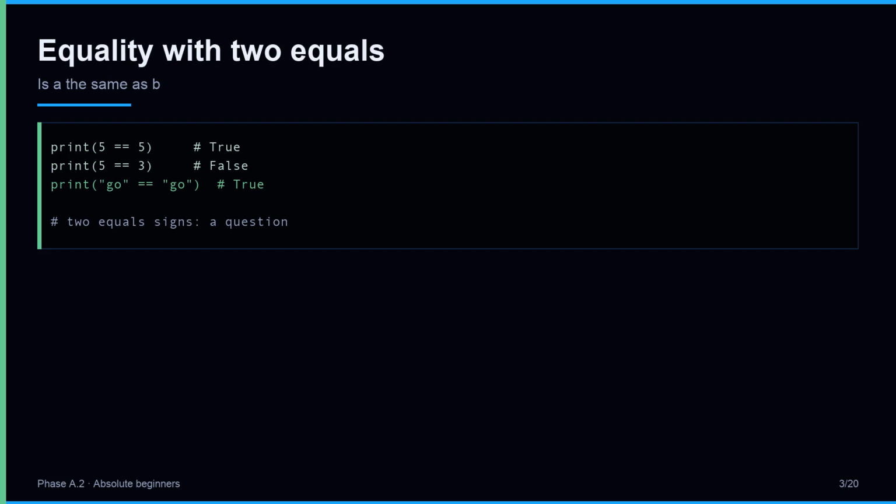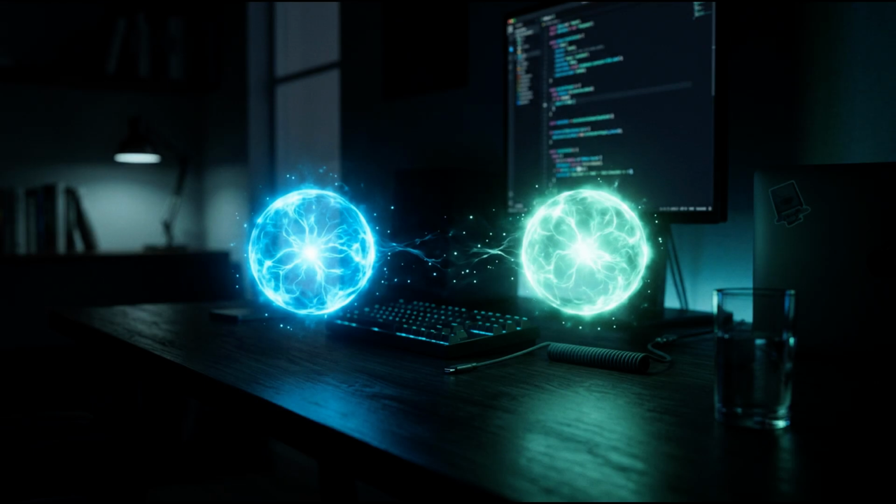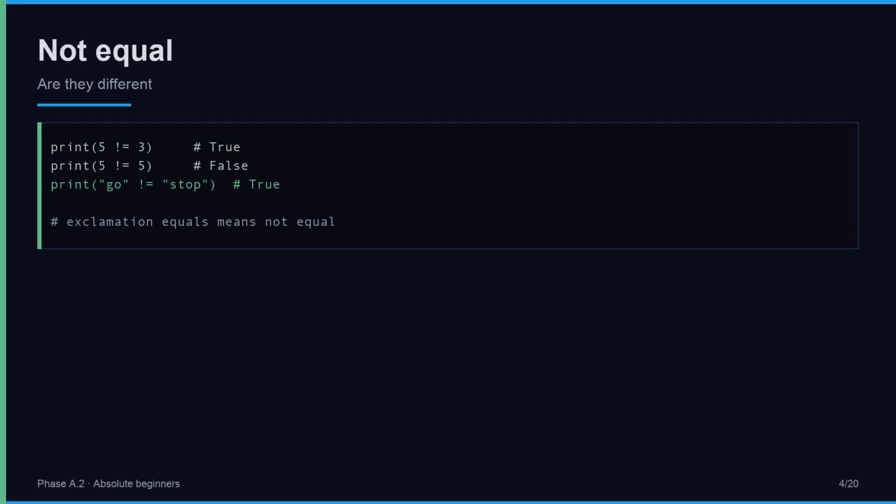A comparison is a question you put to the computer. Is this equal to that? Is this larger? The computer never answers with a long explanation. It answers with a single word, true or false. That tiny answer is the foundation of every decision a program ever makes, from login checks to game logic. Yes or no, always.